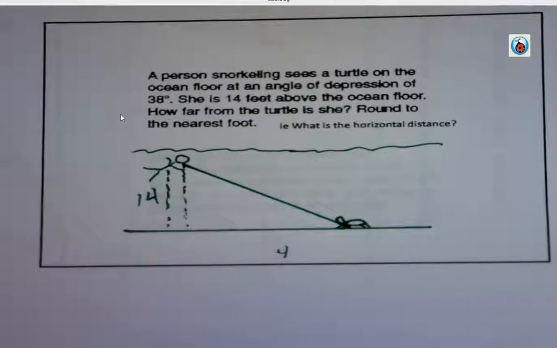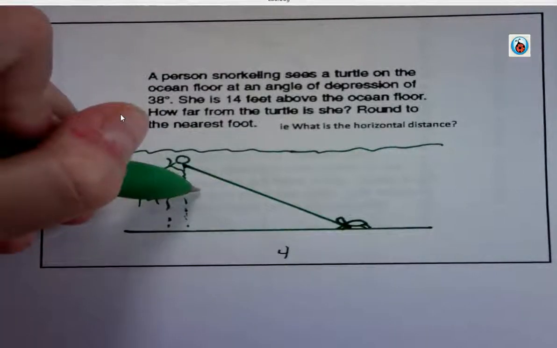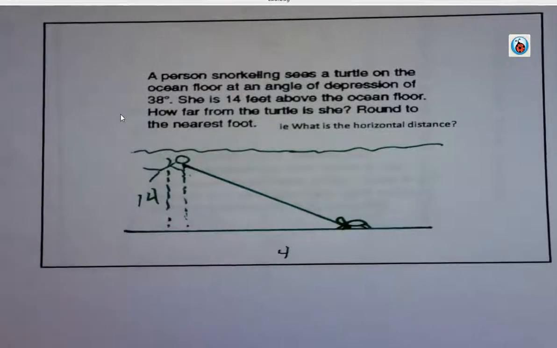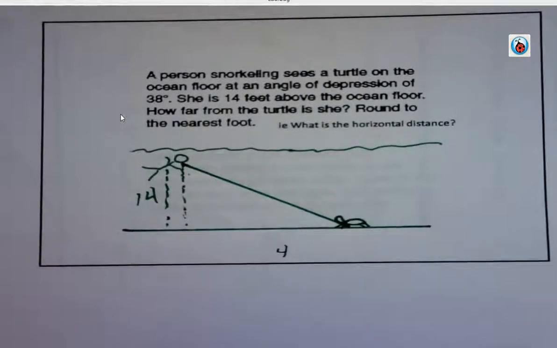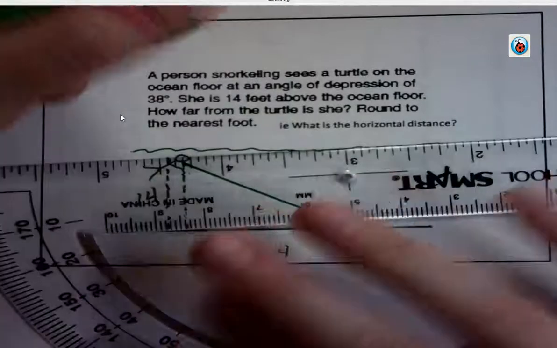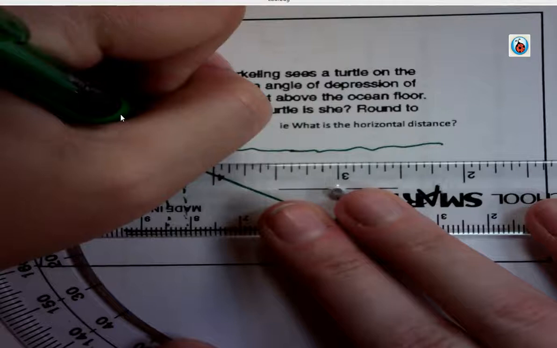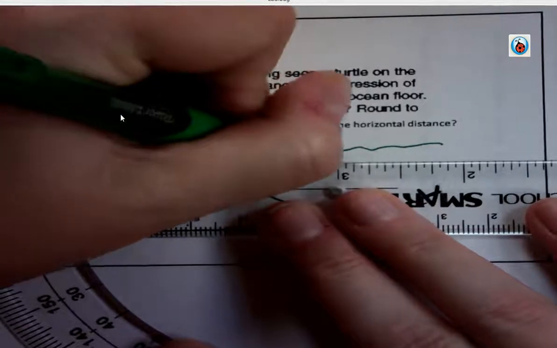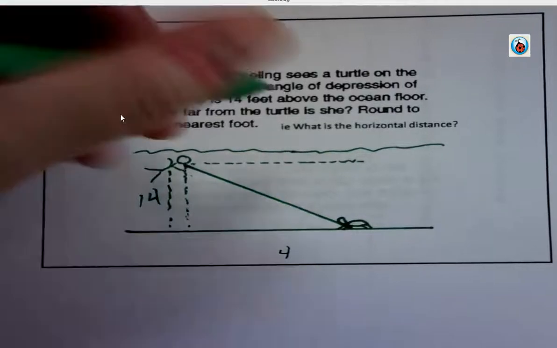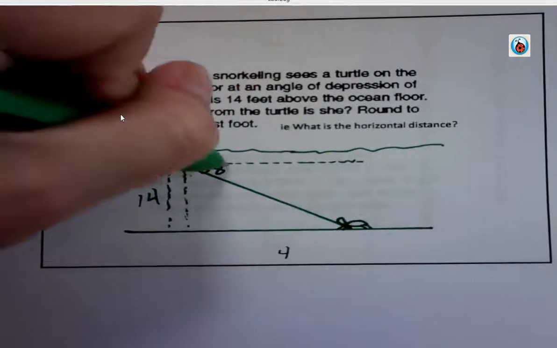So there's an angle of depression. But if we look right here, we cannot put the angle right there because there's no horizontal line. All right? This is not an angle of depression. There has to be a horizontal line and then a line going down. So what we have to do is create that horizontal line. So I'm going to put a little dotted horizontal line right here. And then now we can put that 38 degrees in.